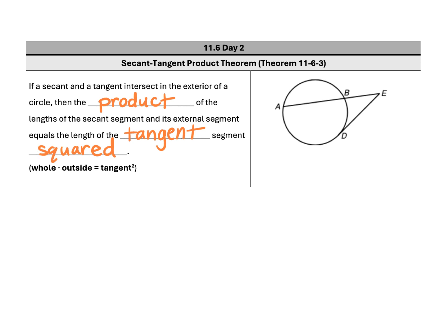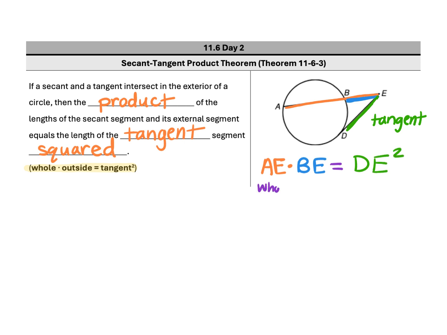Let's set this up with our picture here. Whole times outside equals whole times outside. And again, this is what we're going to use. It simplifies it down quite a bit, makes it easier to find what we need to multiply together. Beginning here, our whole would be AE. And we're going to multiply that by the outside, which is BE. And that is going to be equal to the tangent squared. And the tangent here is segment DE, so DE quantity squared. That is whole times outside equals tangent squared.